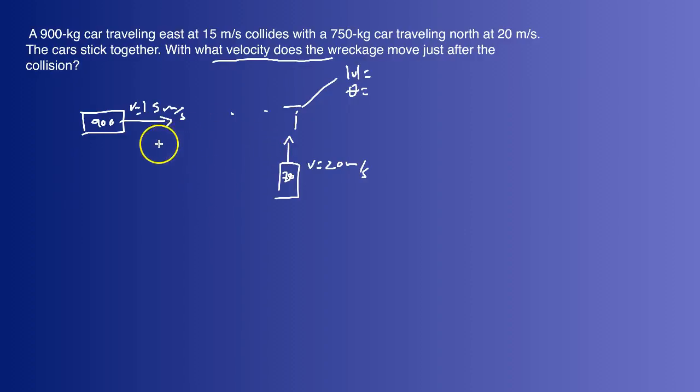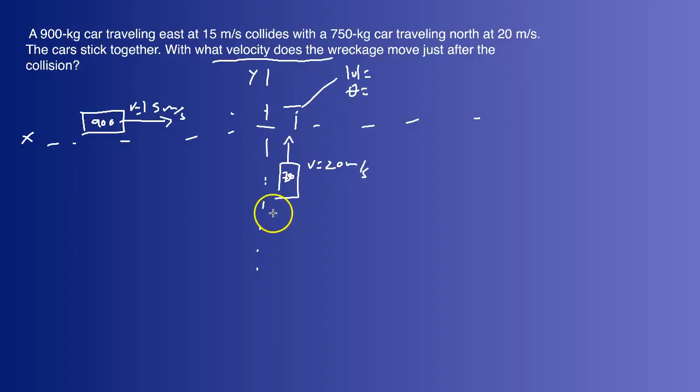When we do this, we're going to have to analyze the x direction and the y direction separately. What I'm going to do is analyze the x direction, and I'm going to have you analyze the y direction, and so we can get both vx and vy afterwards. The key here is that the cars are going to stick together, so that means they're going to travel with the same velocity after.